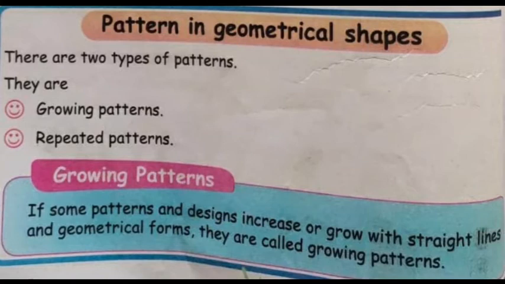So there are two types of geometrical pattern, that is growing pattern and repeated pattern. Let us see what is known as growing pattern. If some patterns or designs increase or grow in a straight line in geometrical forms, geometrical shapes, it is known as growing pattern, because it keeps on growing, first one, then second, then third, it keeps on developing in a straight line, which is known as growing pattern.